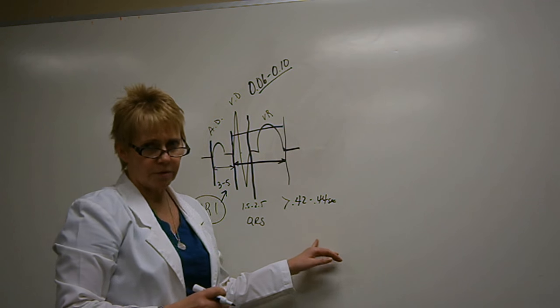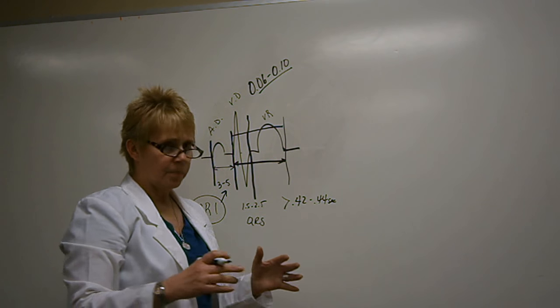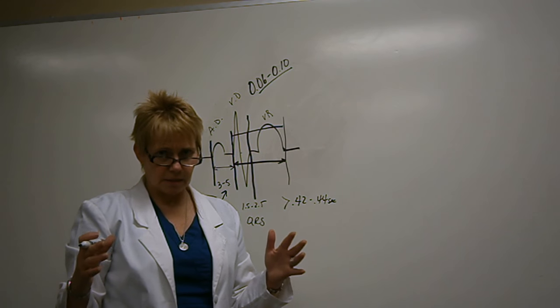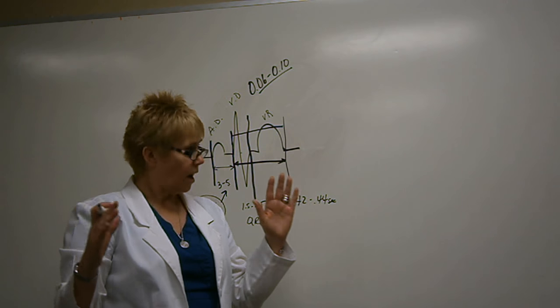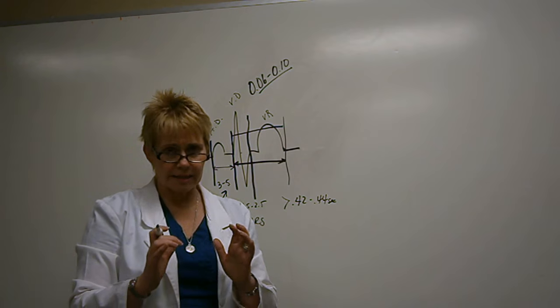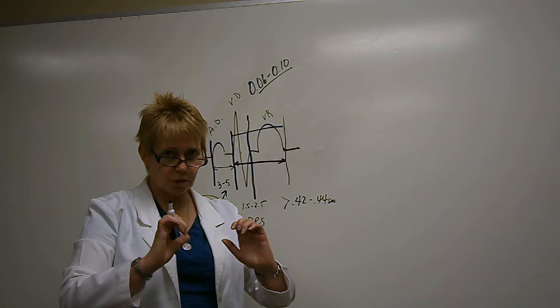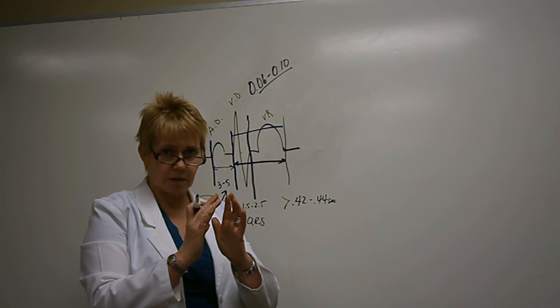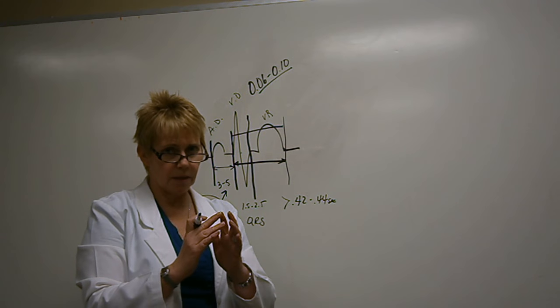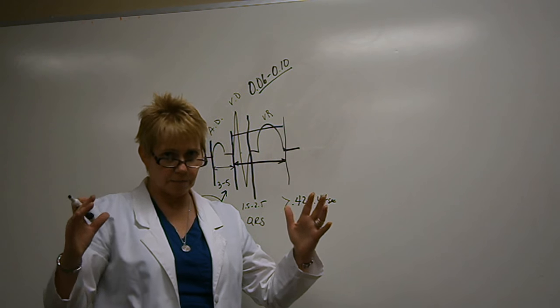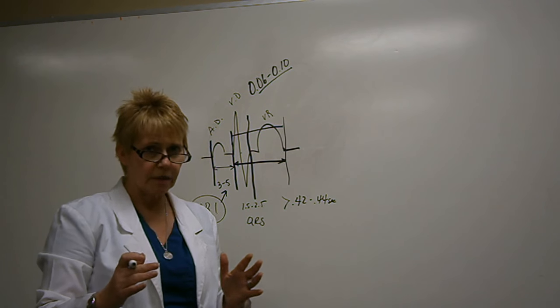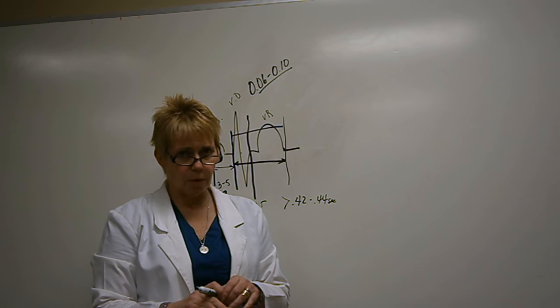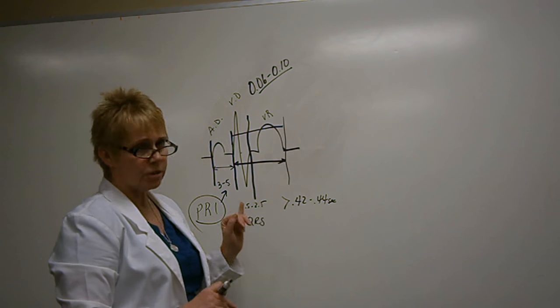What's most important is you'll notice with the QT, as the rate increases in speed, the complexes are pushed together almost like a slinky. So as they push together, the QT shortens. As the patient goes to bed at night and they become bradycardic, it spreads out. Those waveforms spread out.